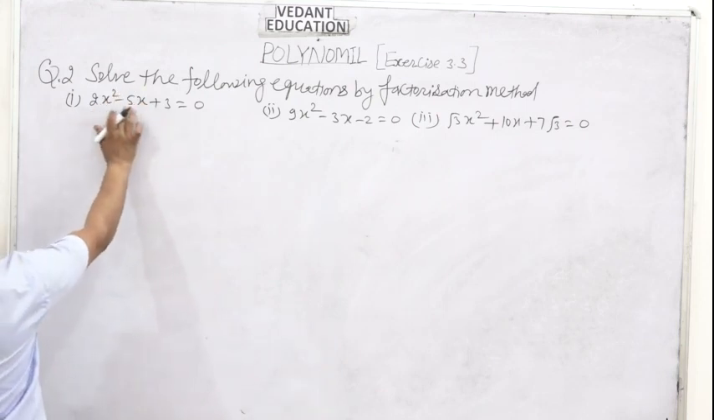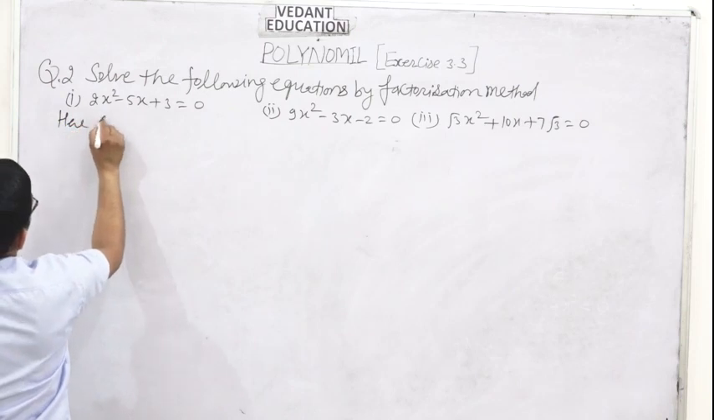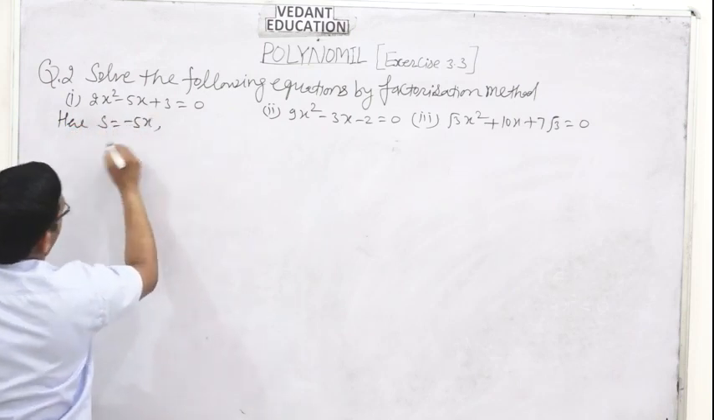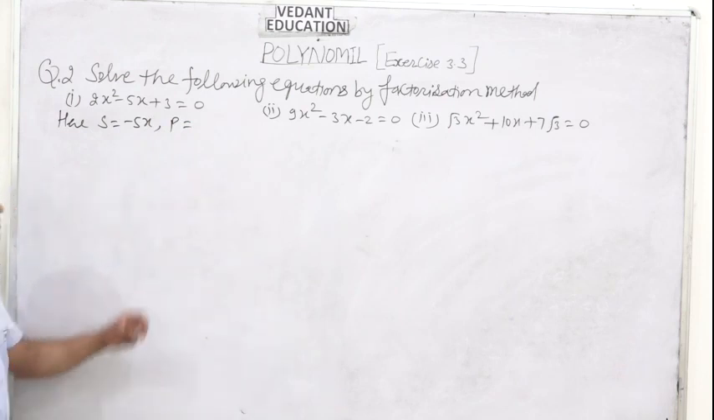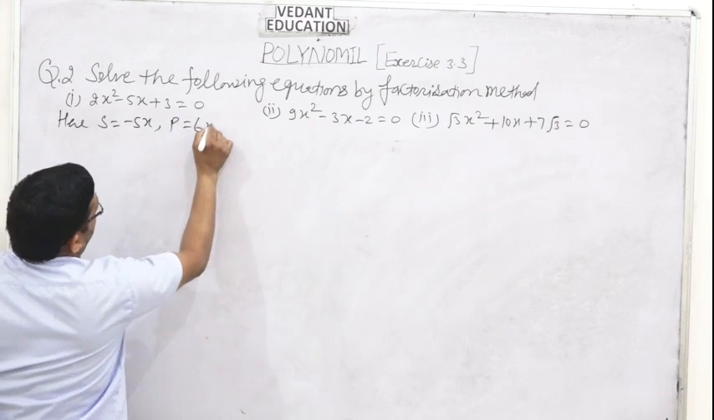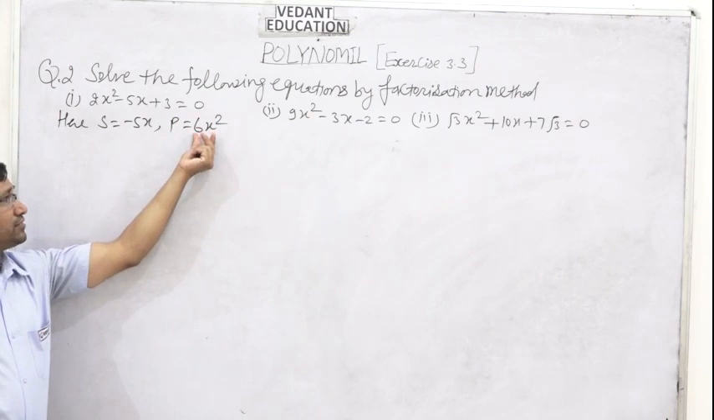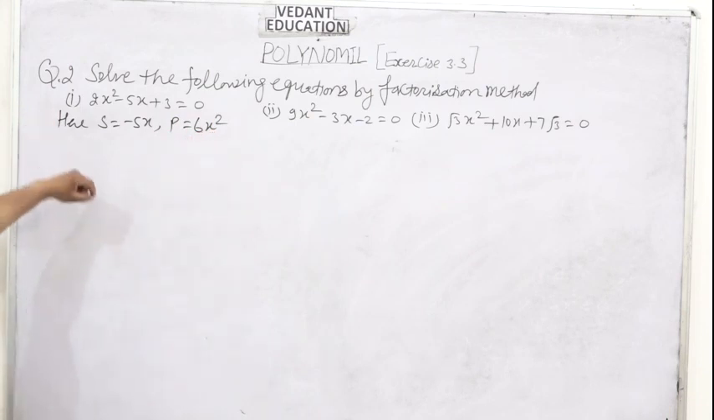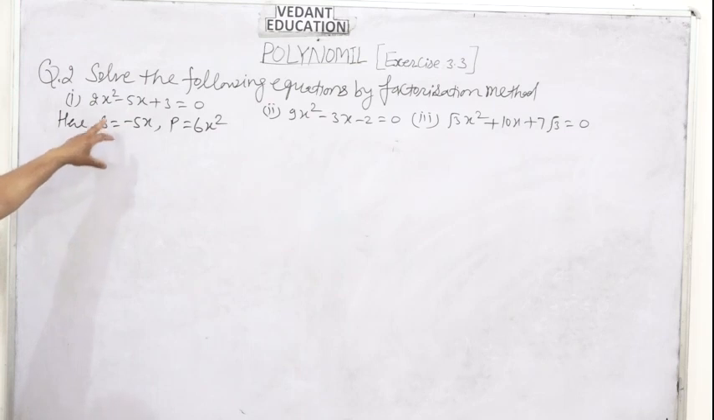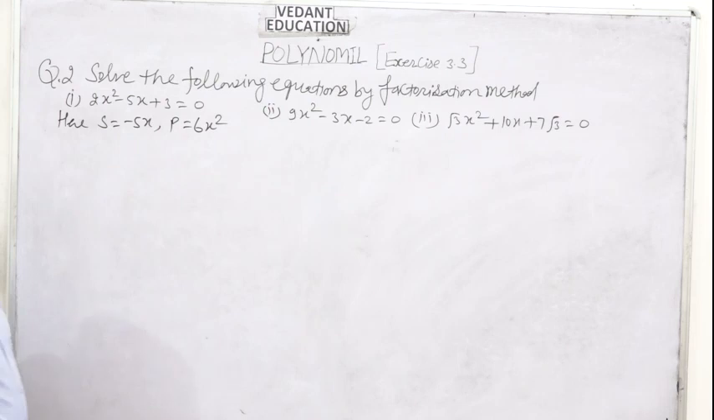Part first, 2x square minus 5x plus 3 is equal to 0. Here again, sum is minus 5x and product is the multiplication of first and third term, so 3 into 2x square. Coefficient of x square is 6. So we see that 6 has which table? 2 3s are 6, so 2 and 3. And 2 and 3 is plus, so 2 and 3 is minus 5. But these have negative sign, so we take both negative.